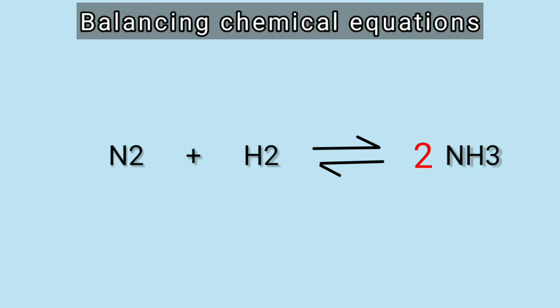We will now check hydrogen atoms on both sides. Hydrogen atoms are 2 on the reactant side and 6 on the product side. To equalize that, we will write 3 as a coefficient for hydrogen. Now we have 2 nitrogen atoms on both sides and 6 hydrogen atoms on the reactant and product side. So the equation is now balanced.